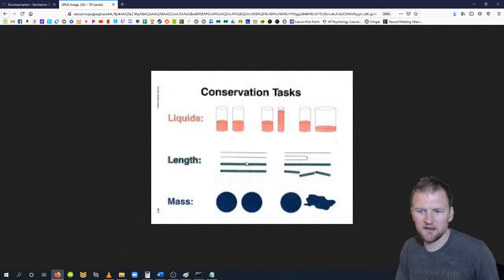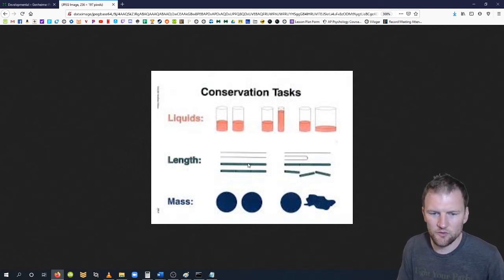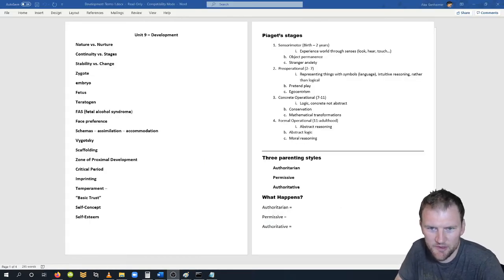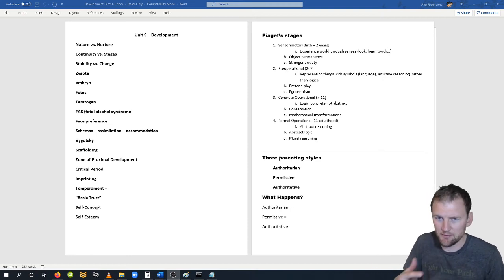Length: if you've not developed conservation, you would still think that these two green lines are the same, but for the second one, you would think that this broken three-part line here would be more than the solid line because there's three of these and only one of these. And then abstract logic is being able to think abstractly, which a person that has not developed it is unable to do, and a person that has developed it is able to do.